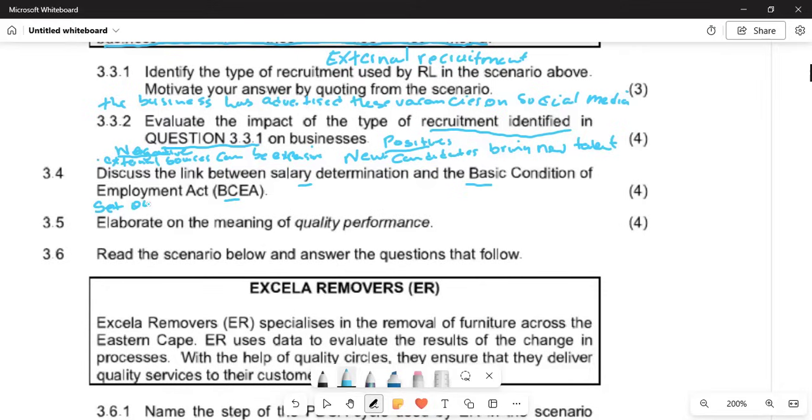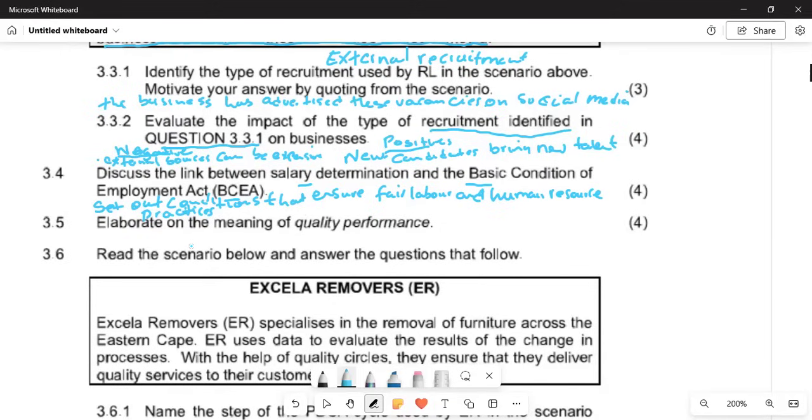That is how it is linked with the BCEA. So the Basic Conditions of Employment Act sets out conditions that ensure that there is fair labor as well as fair human resource practices.